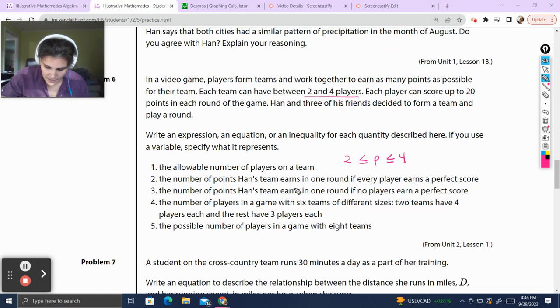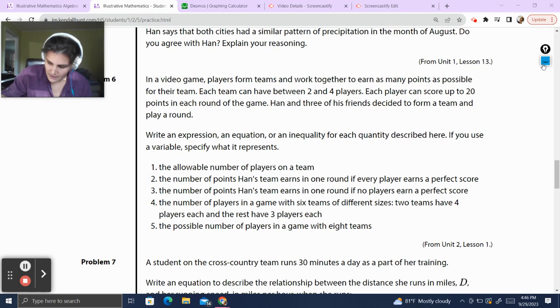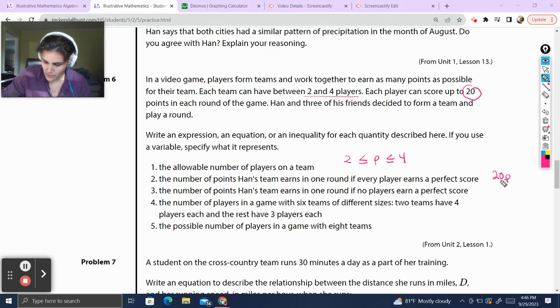The number of points Han's team earns in one round if every player earns a perfect score. So each player earns a perfect score. So if P is the number of players, we're going to have 20 times P, because 20 points for each player, and each player earns a perfect score.